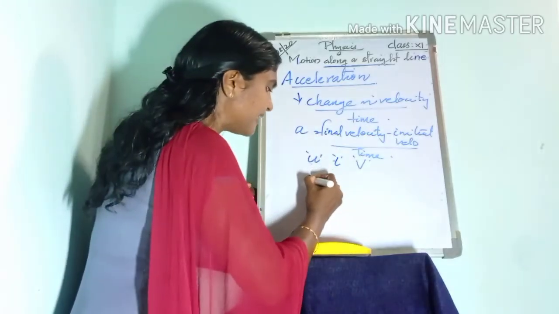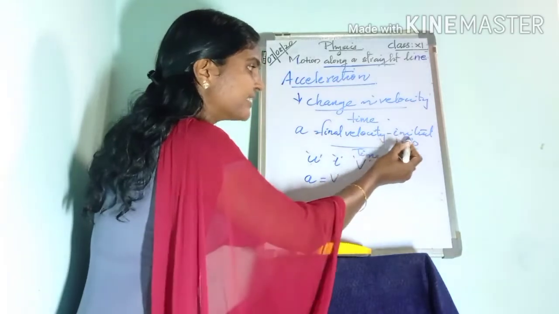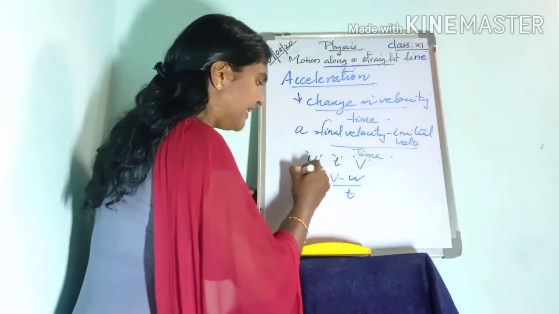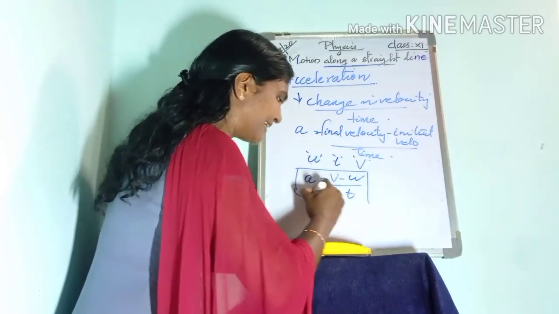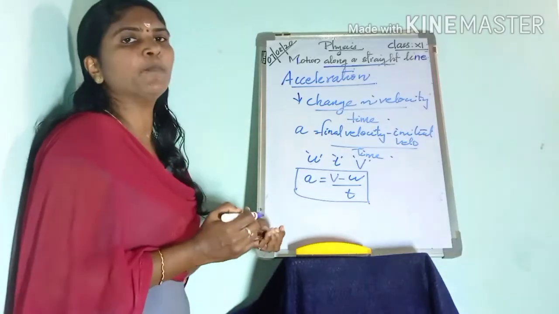Then we can write the acceleration a as, instead of final velocity we write v, and instead of initial velocity we write u. So v minus u by t. This is the mathematical relation for acceleration. Acceleration a is equal to v minus u by t.